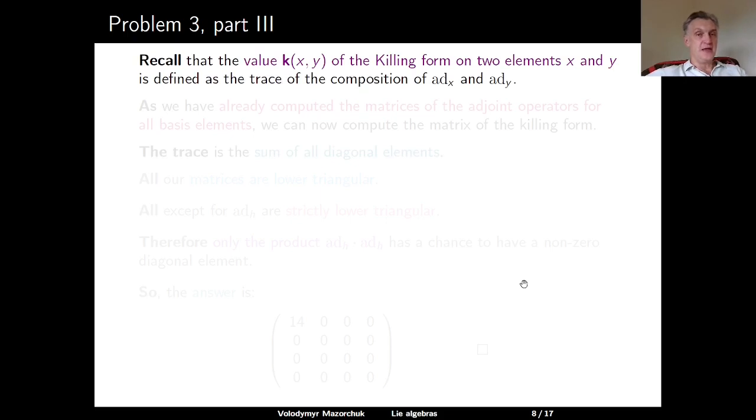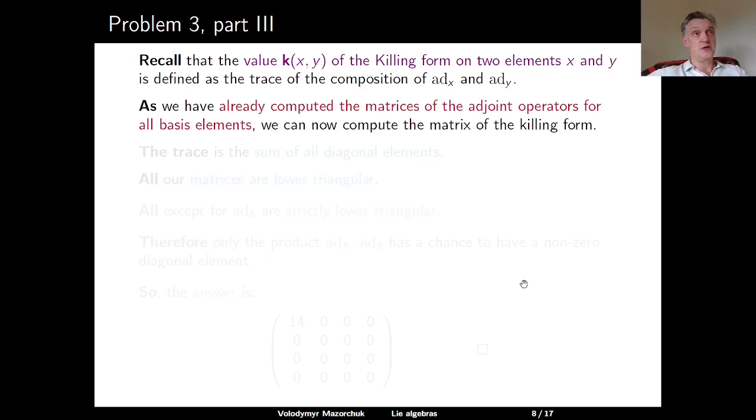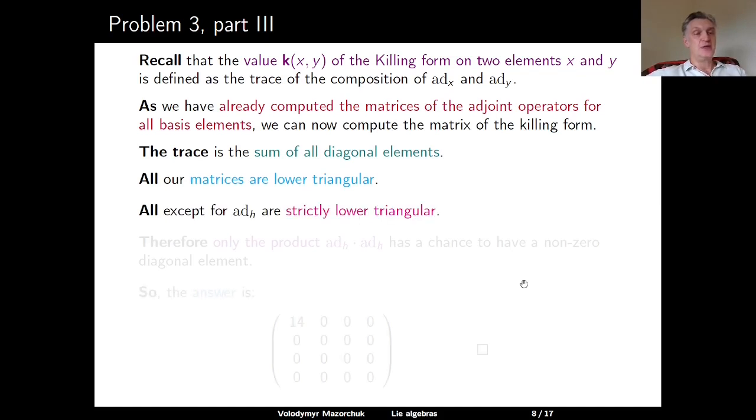Note that the value of the Killing form on a pair of elements x and y of a Lie algebra is defined as the trace of the composition of the linear operators ad x and ad y. And we have already computed the matrices for all the adjoint linear operators for our basis. So we note that the trace is the sum of all diagonal elements in a matrix. All matrices which we computed are lower triangular, and except for the adjoint matrix for h, which is diagonal, all the remaining matrices are strictly lower triangular.